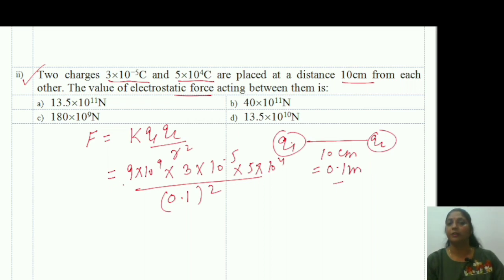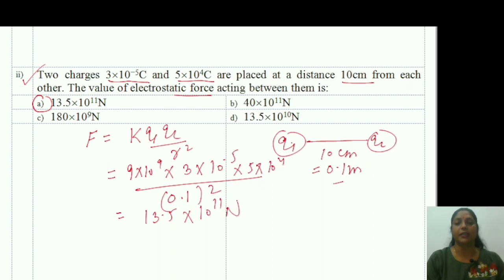Okay, hope you have calculated. Now after calculating this one, you get the first option, that is 13.5 into 10 to the power 11 Newton. So correct option is which one? A. A is the correct option. Force between the two charges becomes 13.5 into 10 to the power 11 Newton. In this way you calculate this question, right? Now next question number 3.